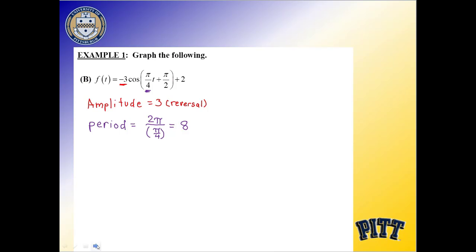As far as the phase shift goes, I'm going to do the opposite of c, which is pi over 2, divided by b, which is pi over 4. And if I do that, I do get negative 2. And of course, not the phase shift, the vertical shift or the baseline is going to be at y equals 2. So I have these key pieces of information.